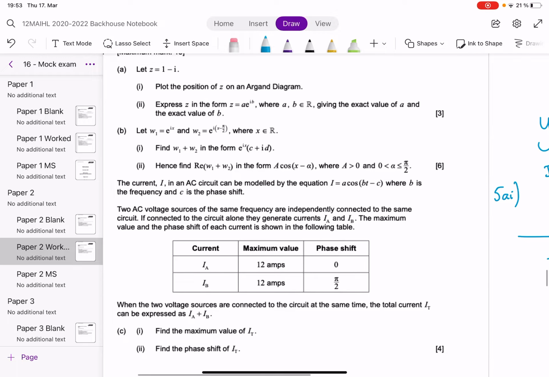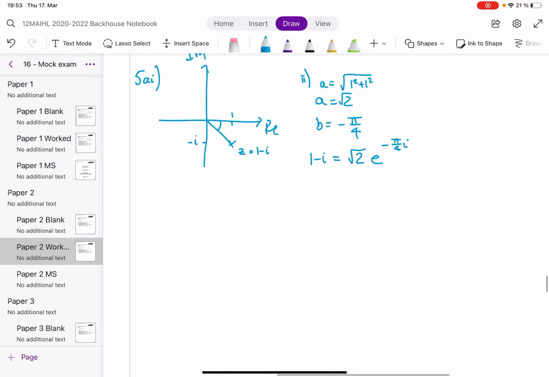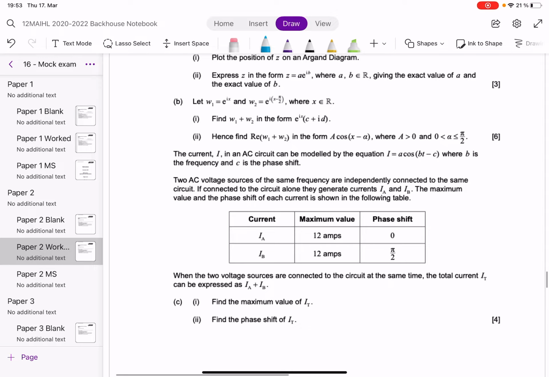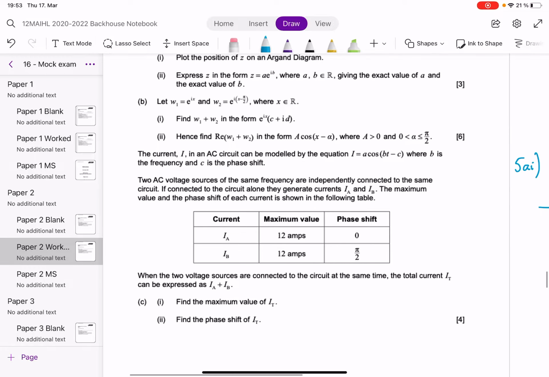Obviously part A is not just there for no reason. We will need it at some point. So don't just think, oh, I've done it, forget about it. It will come in handy. Let's move on to part B though.